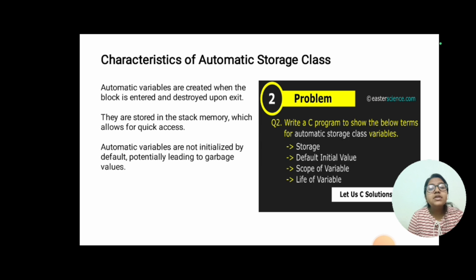Automatic variables are created when the block is entered and destroyed upon exit. They are stored in the stack memory, which allows for quick access. Automatic variables are not initialized by default, potentially leading to garbage values.